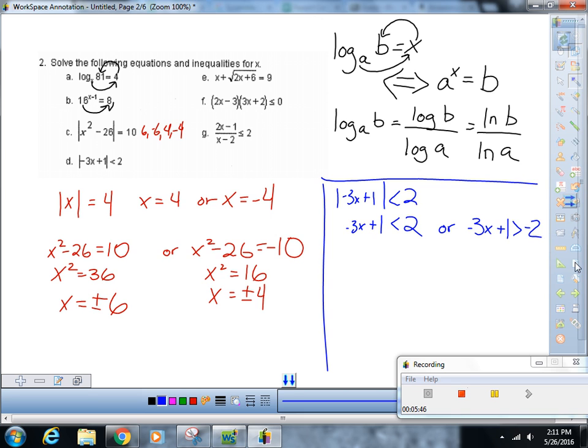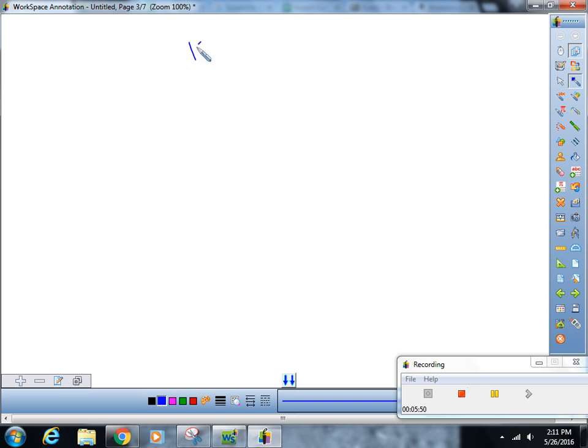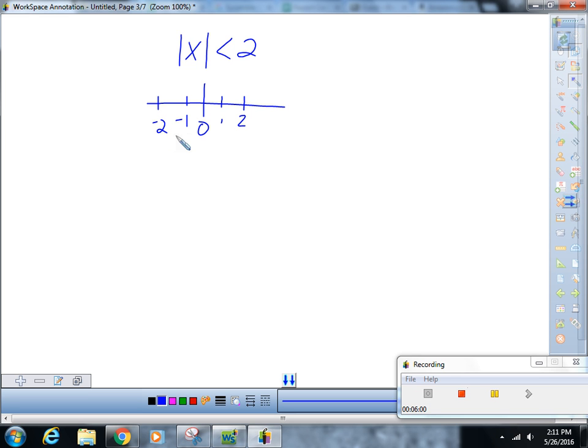Let me just go to a new page and explain that to you. If the absolute value of x is less than 2, okay, well, this one won't work. 2 is not less than 2. Negative 2, the absolute value of negative 2 is positive 2, and positive 2 is not less than 2. But this will work. 0 is definitely less than 2.